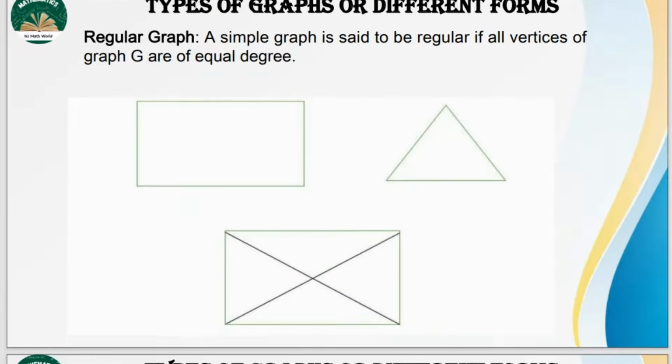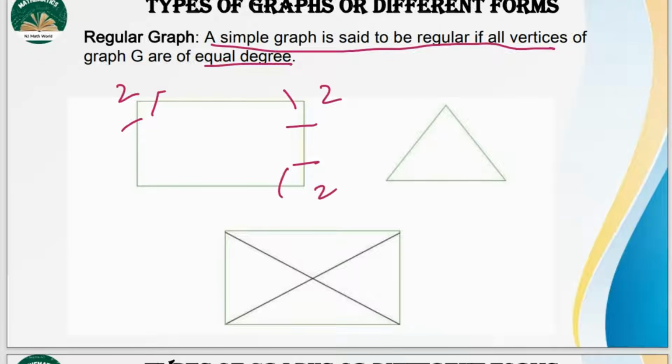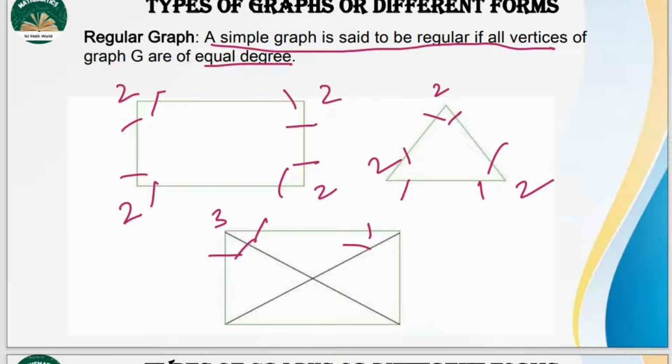Then you have regular graph. What is meant by a regular graph? A simple graph is said to be regular if all the vertices of the graph have equal degree. So here we have to check for equal degree. If the degrees are the same, it is called a regular graph.